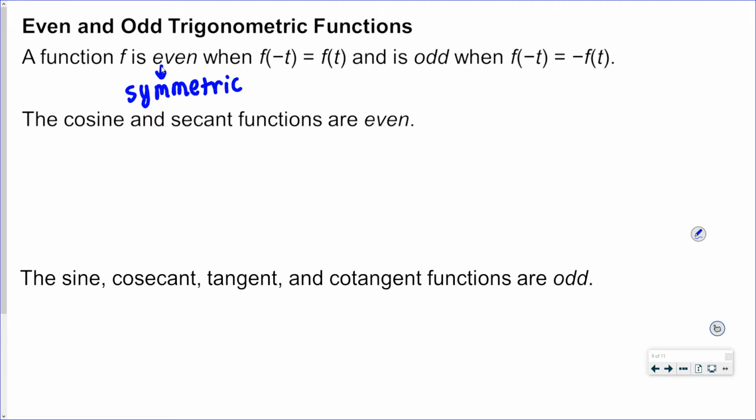And I feel like I maybe saw a problem like this on the ACT prep where it had even and odd. So this one's symmetric with the y-axis.